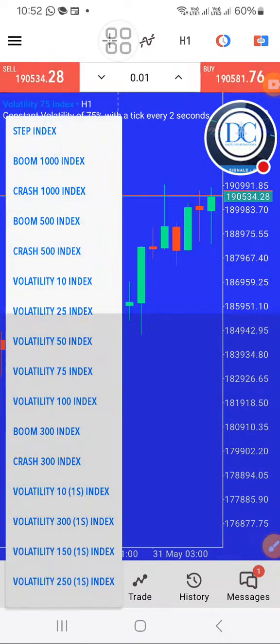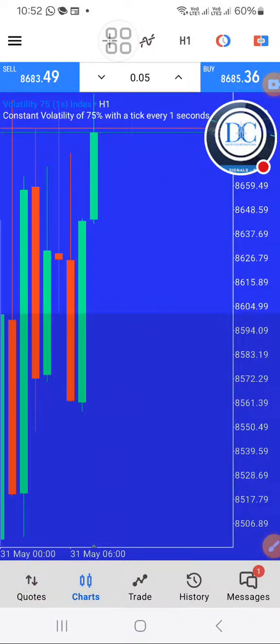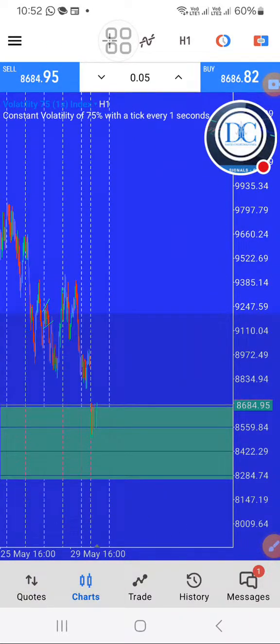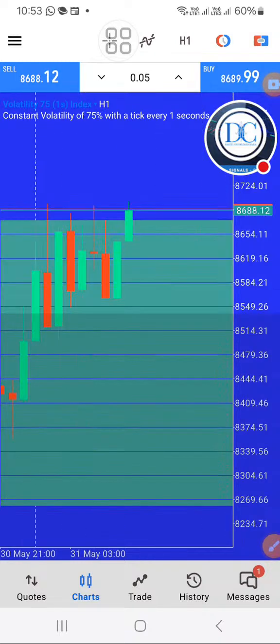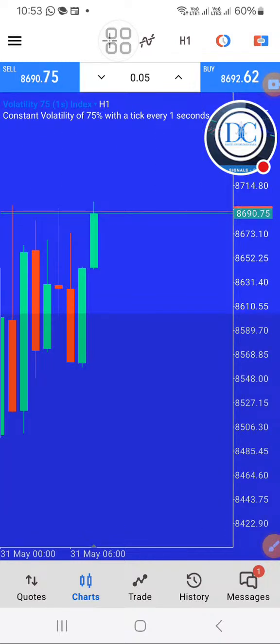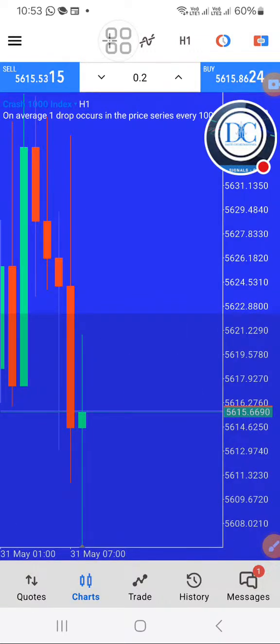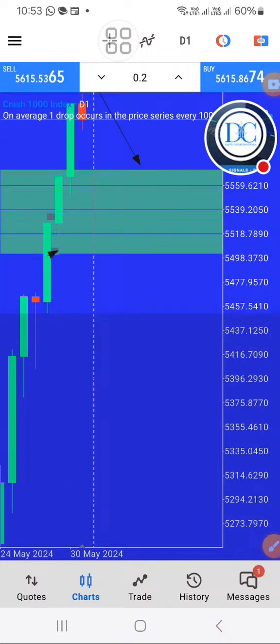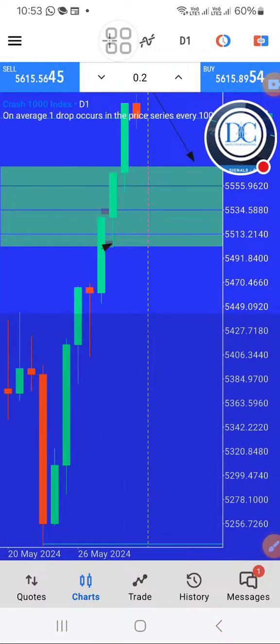I'm coming back to VIX 25. And here, what is taking place? For some days, yeah, it's not clear. Let's go even to Boom and Crash. Let's go on the daily. Okay, this one is very easy. We can see price has been bullish in Boom and Crash 1000 for some time.